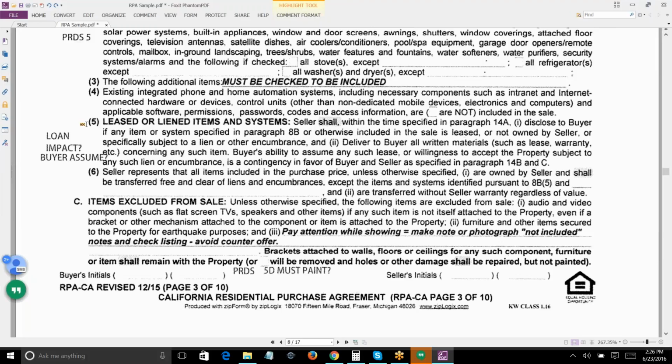So is this part of the disclosure? It's supposed to be. It says, seller shall within the time specified in 14A. What is the time specified in 14A?